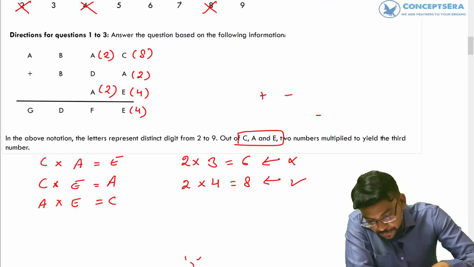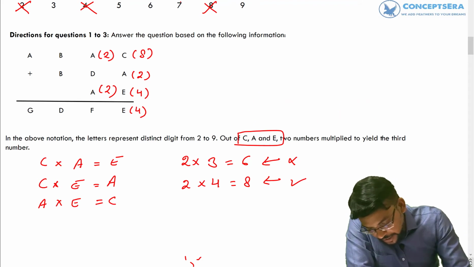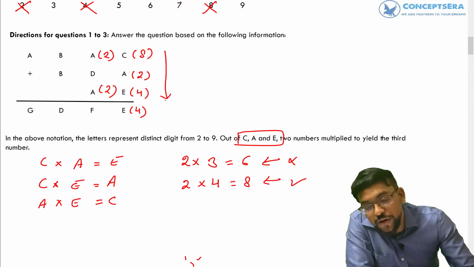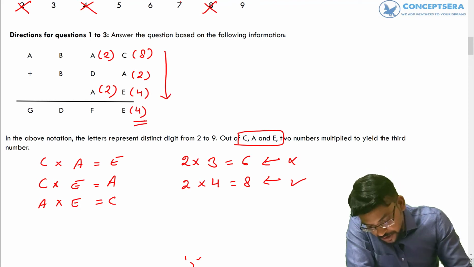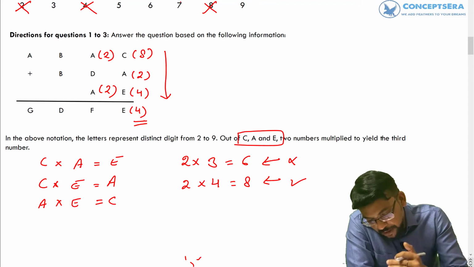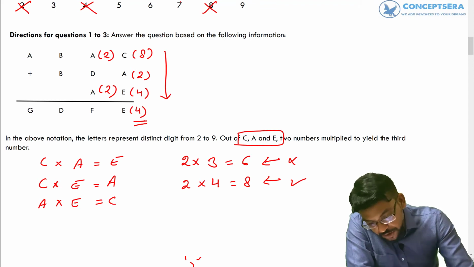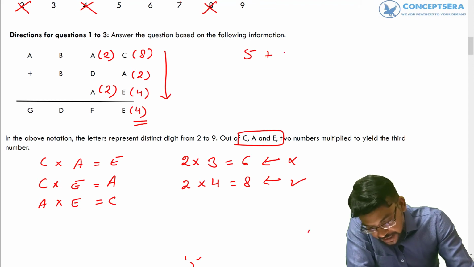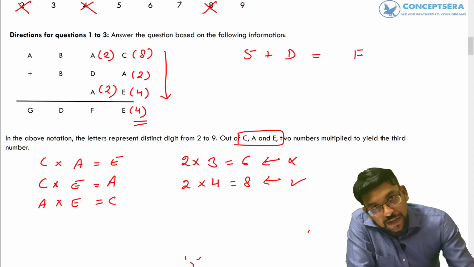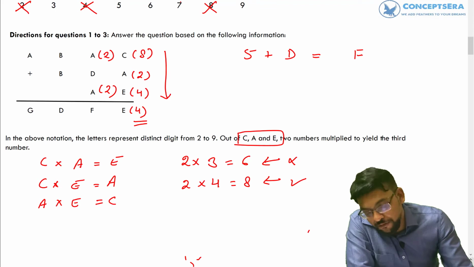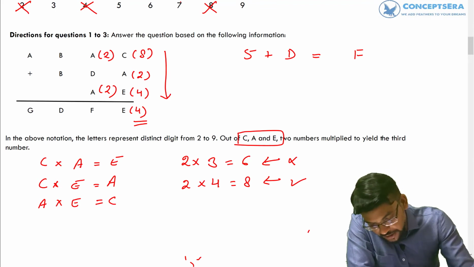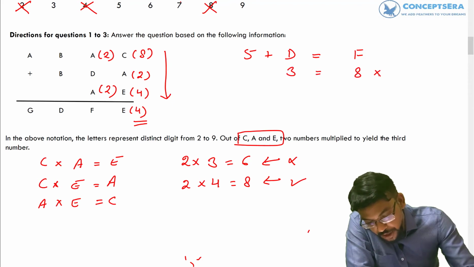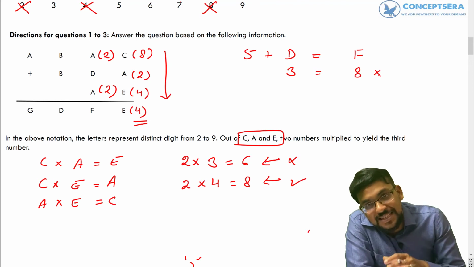Now if you look at this summation here, it says 8 plus 2 plus 4 is equal to 14. So 4 is here and 1 is carry over. 1 plus 2 plus D plus 2, which is equal to 5 plus D, is equal to F in terms of unit place. D and F will be from the remaining digits. So if we say D is equal to 3 here, in that case F is equal to 8, which is not possible because 8 is represented by C here.